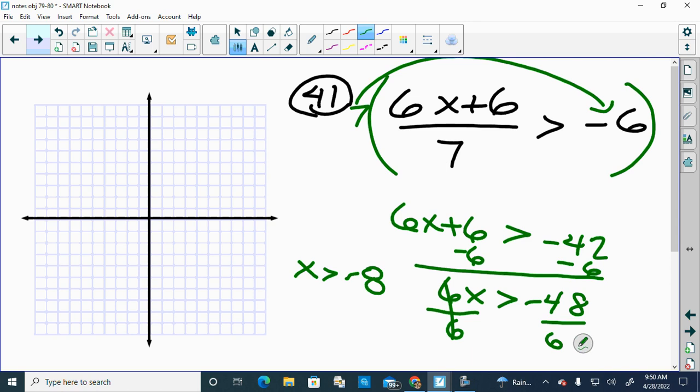Okay, so I'm going over 1, 2, 3, 4, 5, 6, 7, 8. Putting my dot, it's going to be a vertical line. Is it going to be dashed or solid? Dashed. Shading to the left or the right? Right.